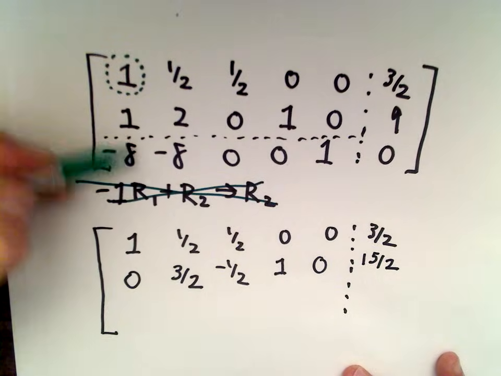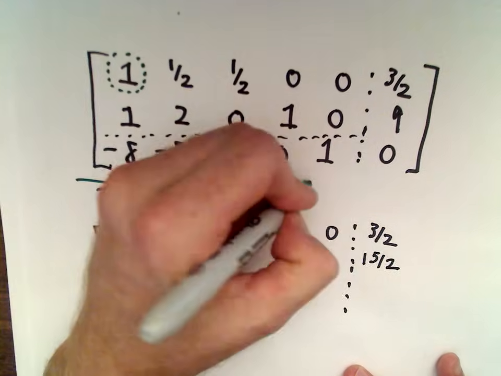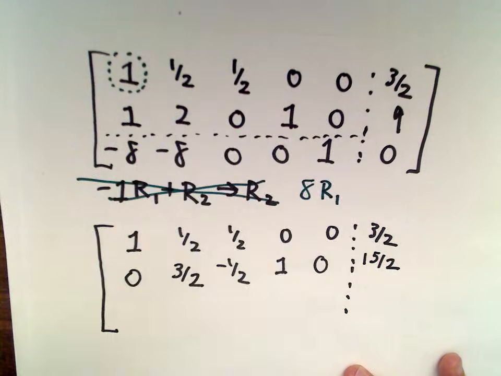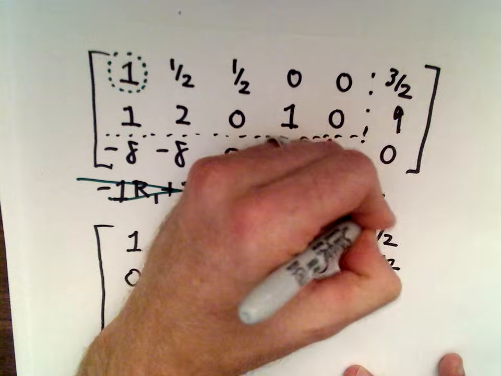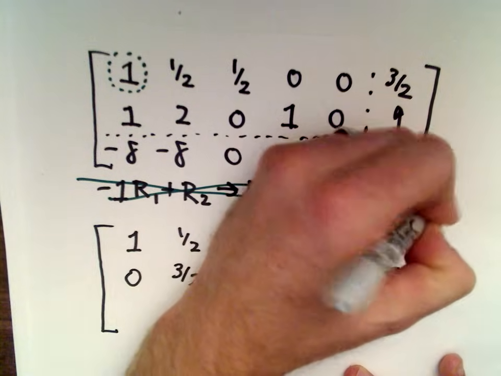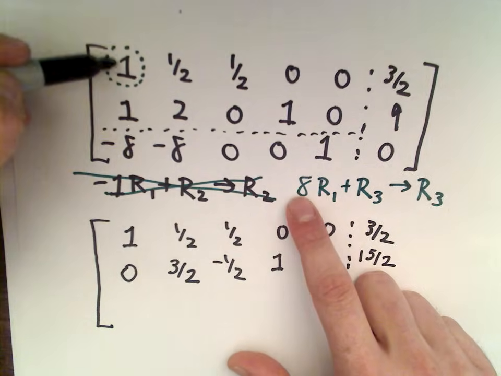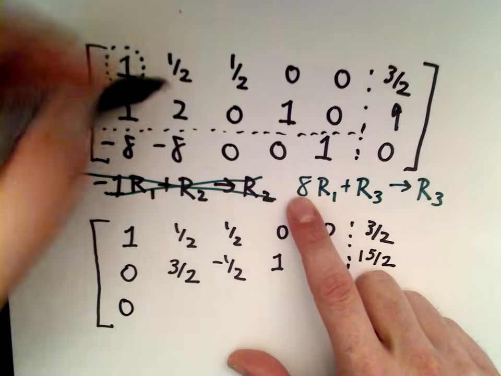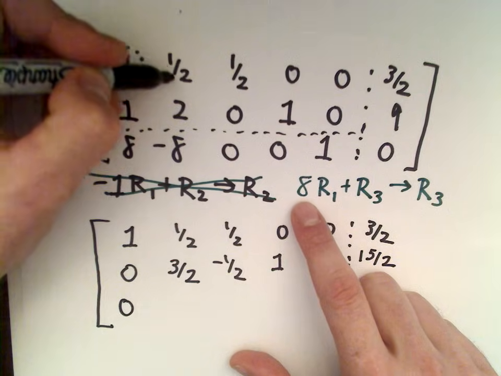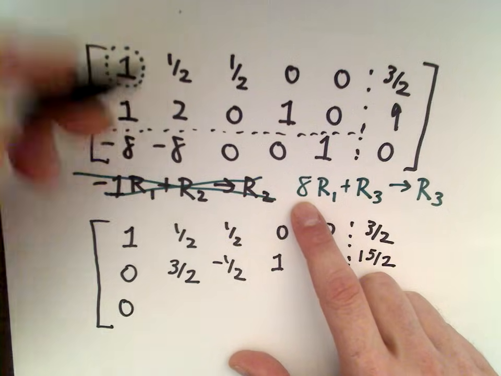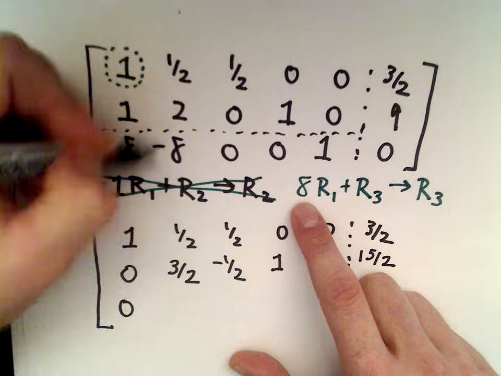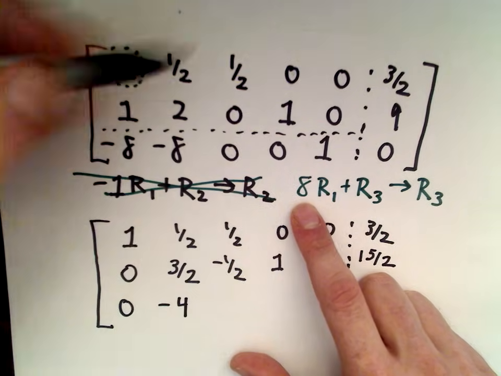To get a 0 in the bottom left corner, I would have to take 8 times the first row, add that to row 3, to get my new row 3. So that's going to be my next step here. So let's see, we would have 8 times 1 plus -8 would be 0. 8 times 1/2, that'll be 4. 4 added to -8 will be -4.